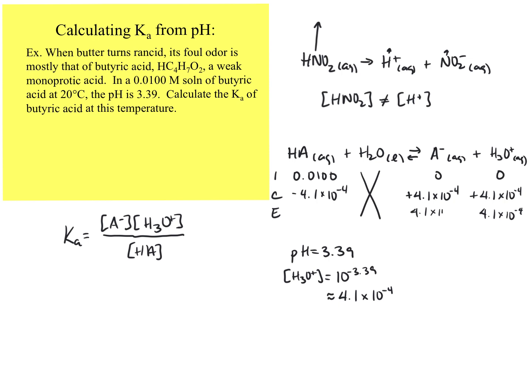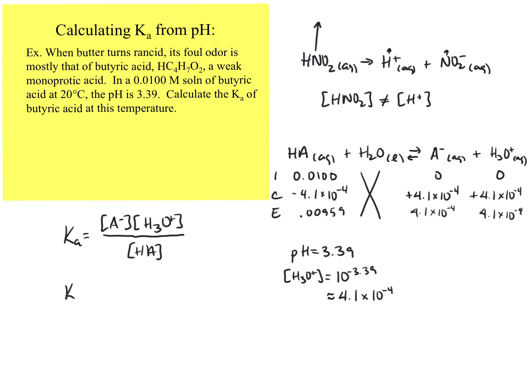Okay, and we can go 0.01 minus 4.1 times 10 to the negative 4 to give you a value of 0.00959, which you notice is actually not that much different than the initial concentration of the HA, which should make sense because it's a very weak acid. So the products are going to be heavily unfavored compared to the reactant. The 0.00959 is much greater.